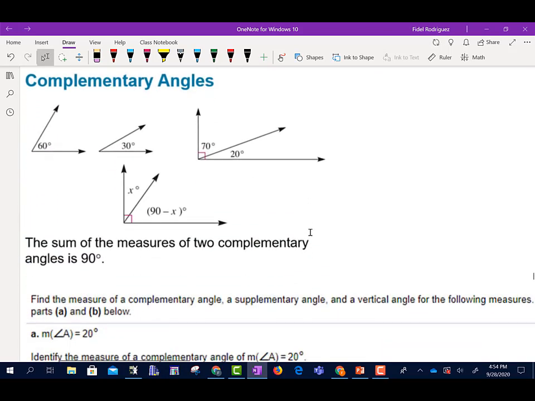Complementary angles. Complementary angles, when we add them together, we end up with 90. So 60 and 30, 90 degrees. 70 and 20, 90 degrees. Add those two together, we're going to get 90 degrees.